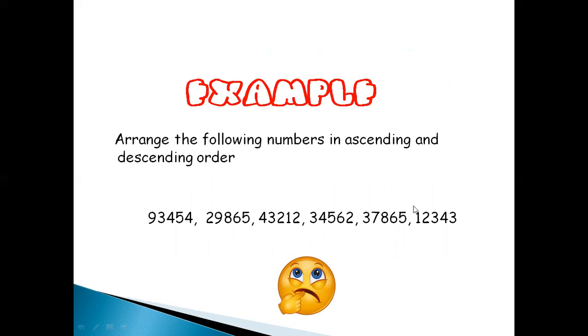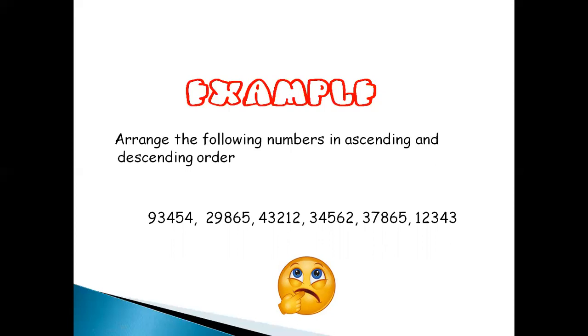So first of all, let's start by comparing these numbers. Look at these numbers. Which do you think is the biggest? Okay, can you see it? Is it this? Correct, this is the biggest. And why is it the biggest? If you look at the first digit, this has the biggest first digit. Look at this, 9 is the biggest number out of all of these. So 93454 is the biggest.